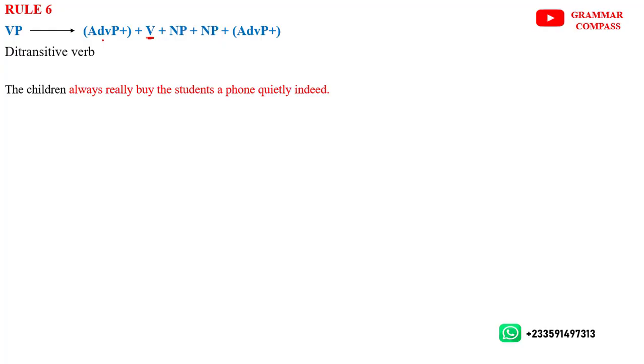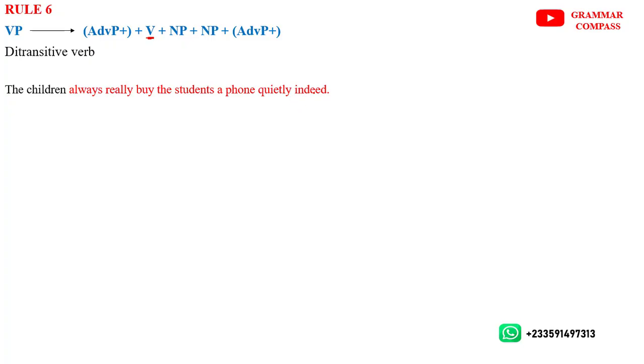The rule maintains that we can have a verb phrase consisting of more than 1 adverb phrase, the verb head, a noun phrase, another noun phrase, and then more than 1 adverb phrase. That is exactly what we have here in red. Always really buy the students a phone quietly indeed. We are going to draw a tree for this.